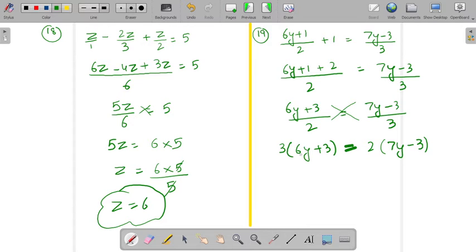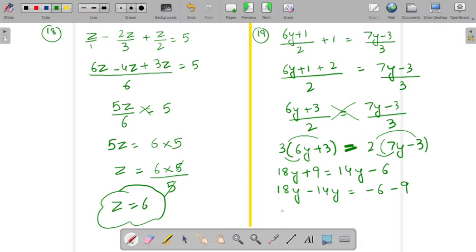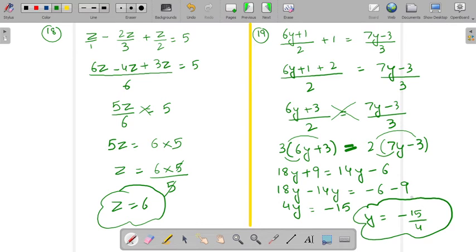Now look, this question has become easy as compared to the question before. This step is easy now. So how will you solve it further? By opening the bracket. So it will become 18y plus 9 equal 14y minus 6. Now take the same variable on one side and shift the constant term to the other side. So 18y minus 14y. So it will be 4y equal minus 15. So y will be minus 15 upon 4. So this is the answer.